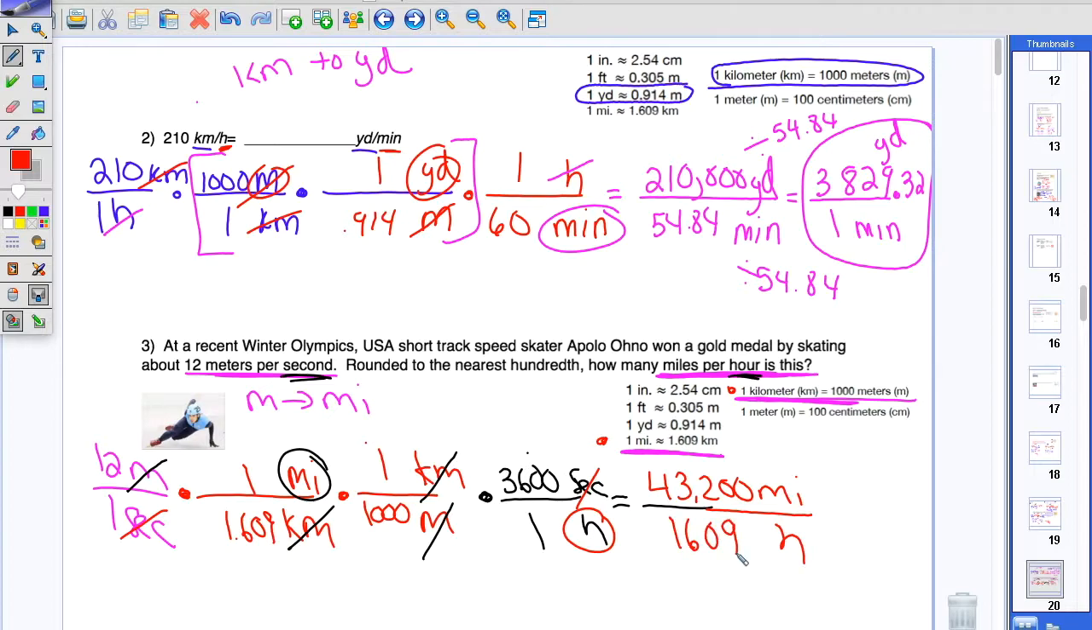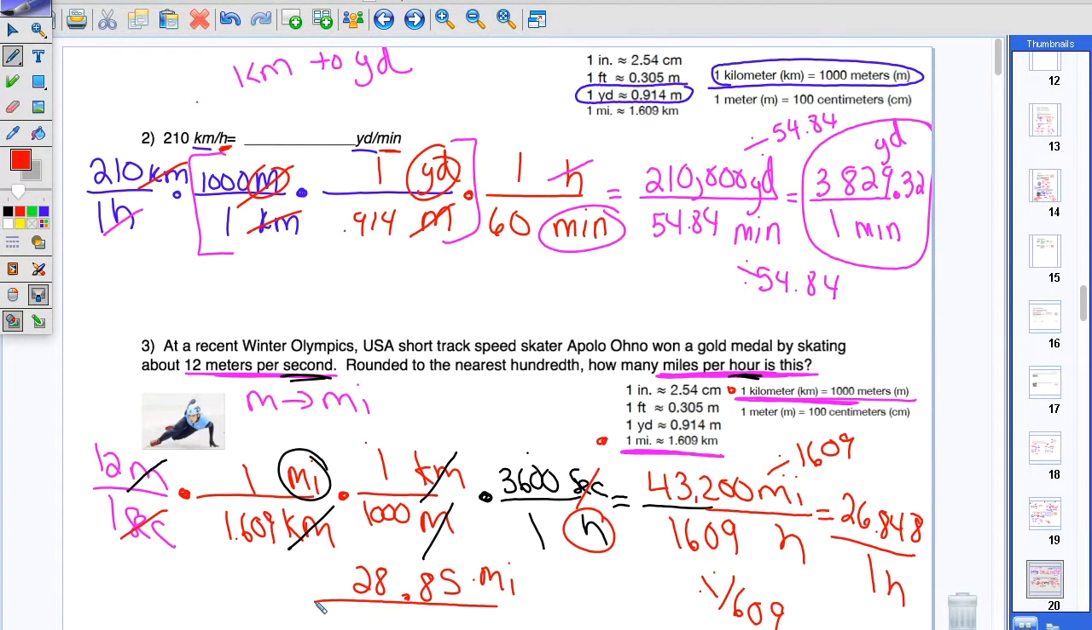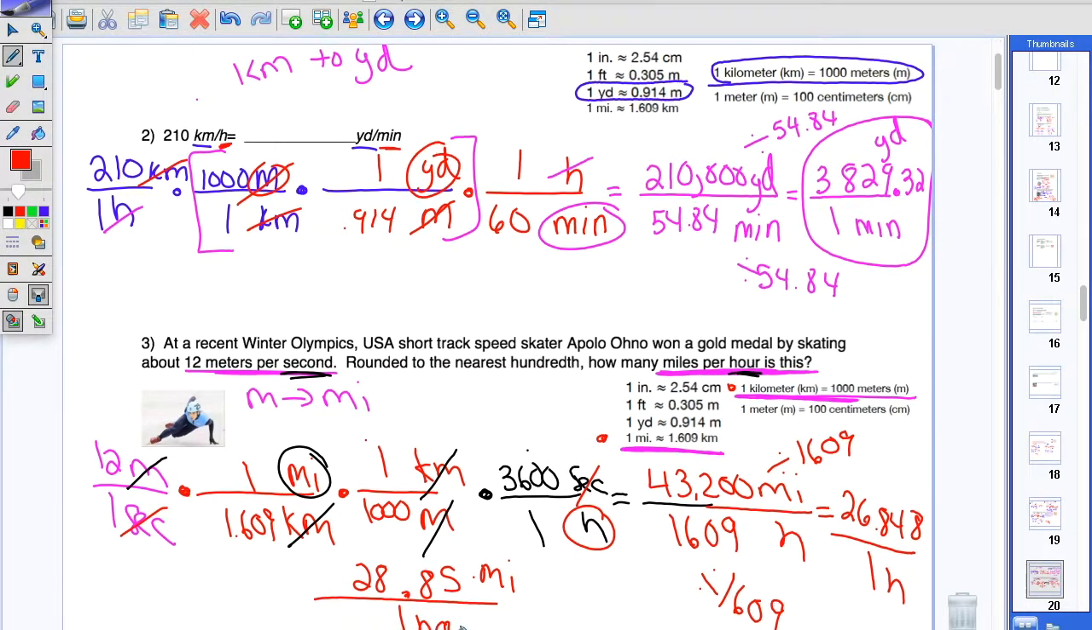Now, we don't have 1 hour yet, so we're going to have to divide the numerator and the denominator by the denominator, which would be 1,609, which gives you 28.848, which rounds to 28.85 miles over 1 hour.